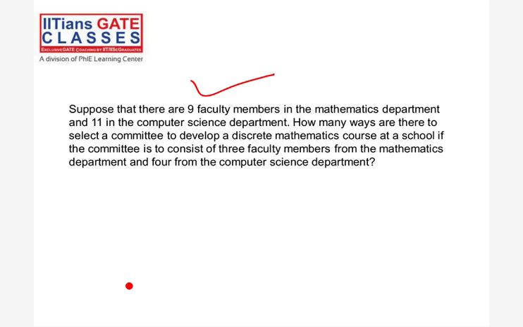Okay, Sanjeev is multiplying and Gayatri is adding them. Let's see what happens. He's saying that suppose there are 9 faculty members in the mathematics department and 11 in the computer science department. How many ways are there to select a committee to develop a discrete mathematics course at school if the committee is to consist of 3 faculty from the mathematics department and 4 faculty from the computer science department? So you see, because of this, there will be multiplication.